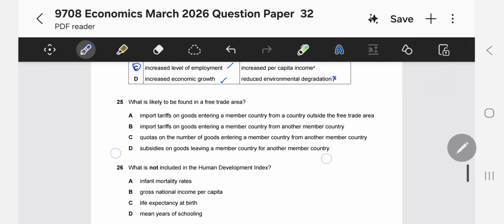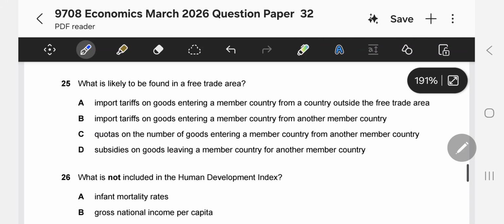All right, let's move on to 25. I'm going to make it big again. What is likely to be found in a free trade area? Free trade area is when a few countries come together to make the same regulatory policies on imports and exports and exclude any other country that's not in the free trade agreement. So import tariffs on goods entering a member country from a country outside the free trade area. So we can find that, yeah.